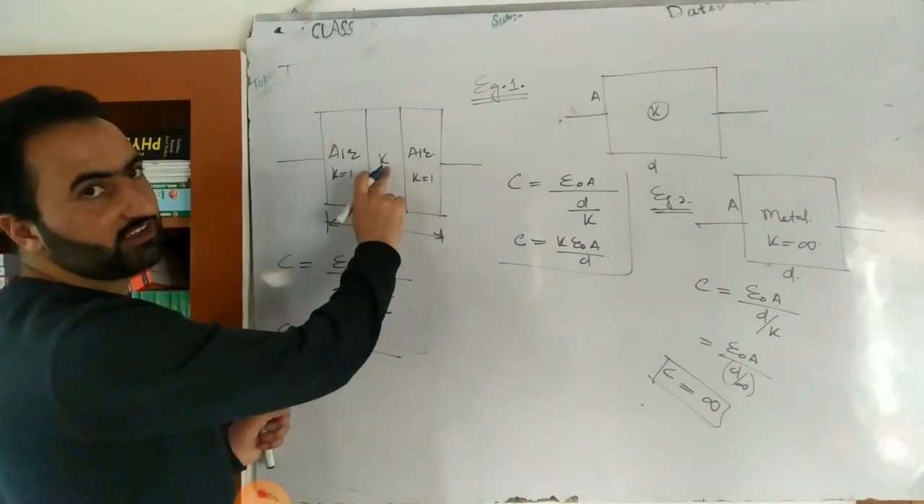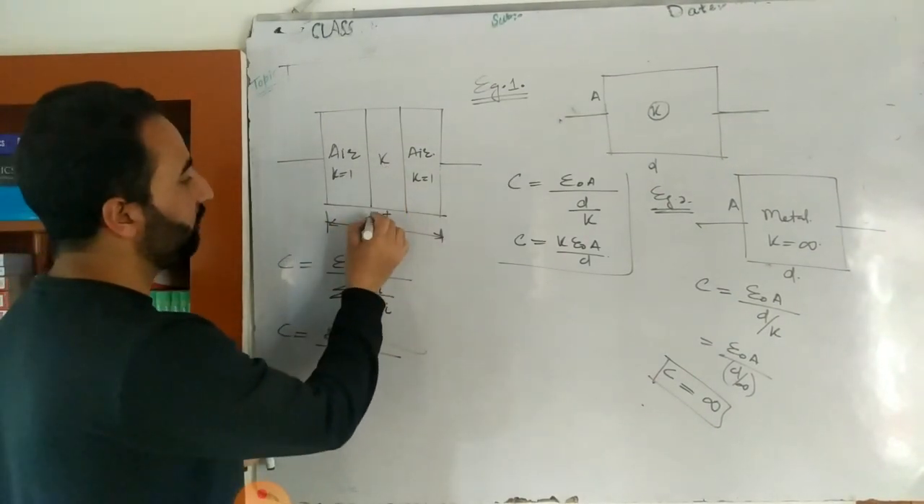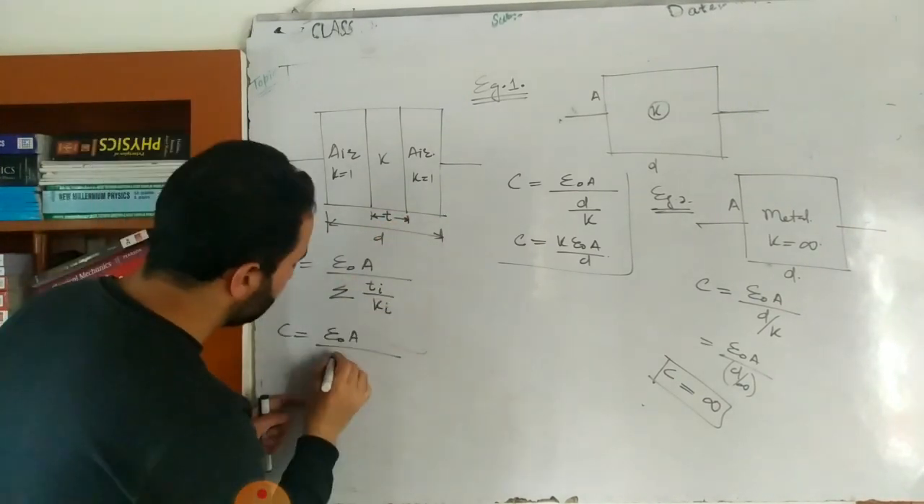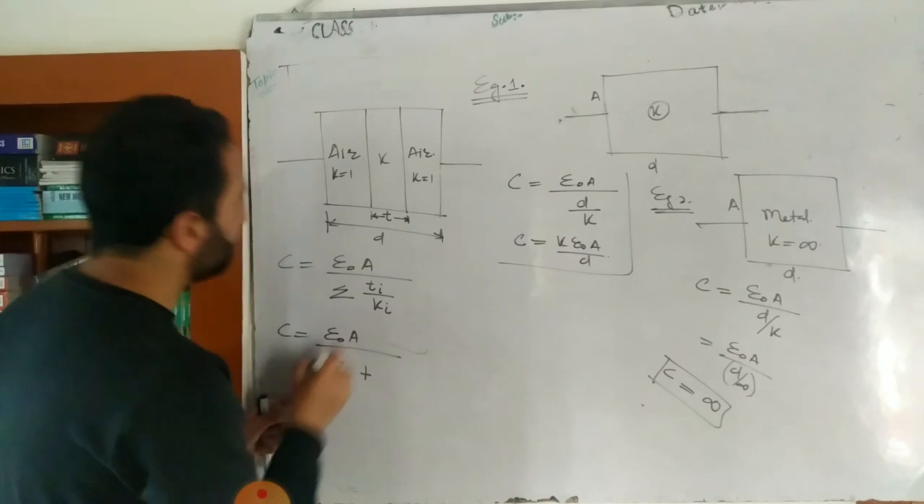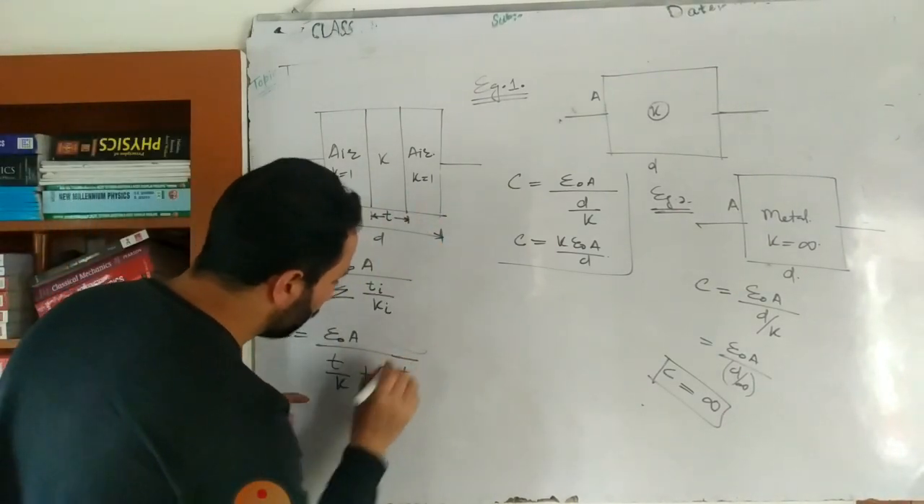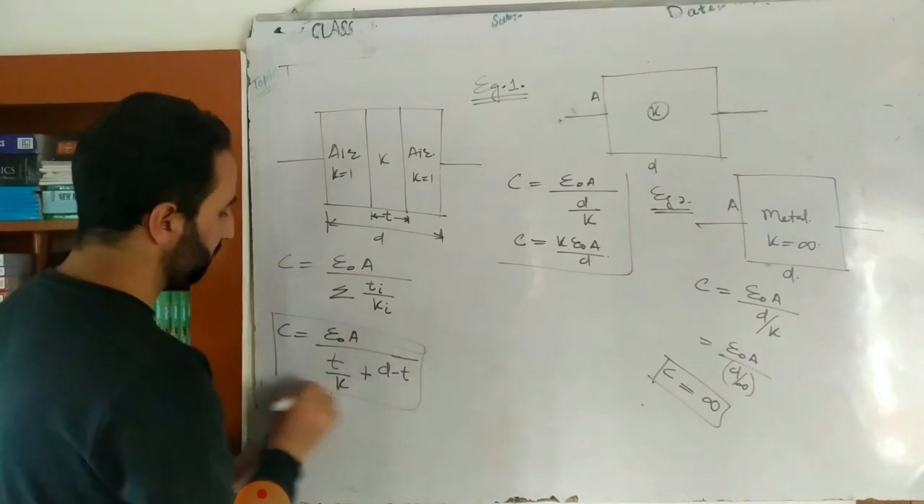Now what's the dielectric constant of this? K. Its width is t, from here to here it is equal to t. So that will be simply equal to t divided by K, plus the remaining width, which is d minus t divided by 1, so that's d minus t.